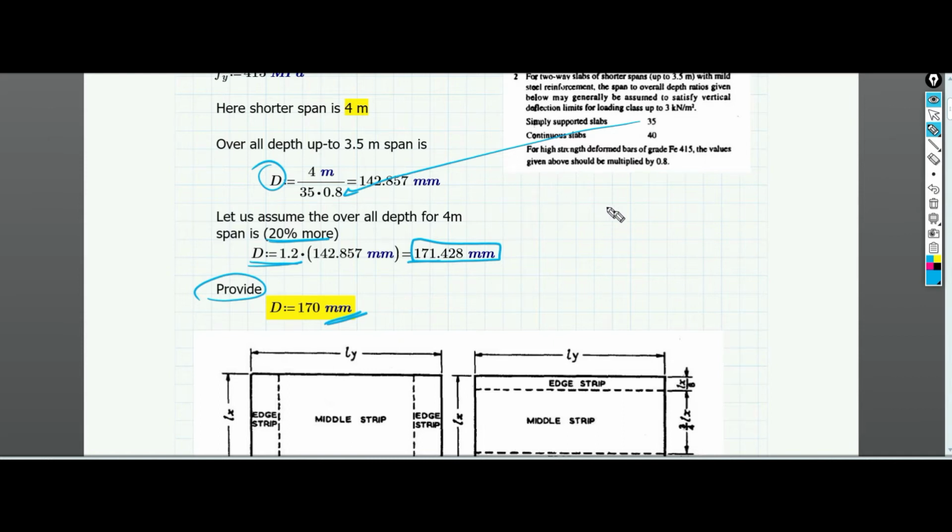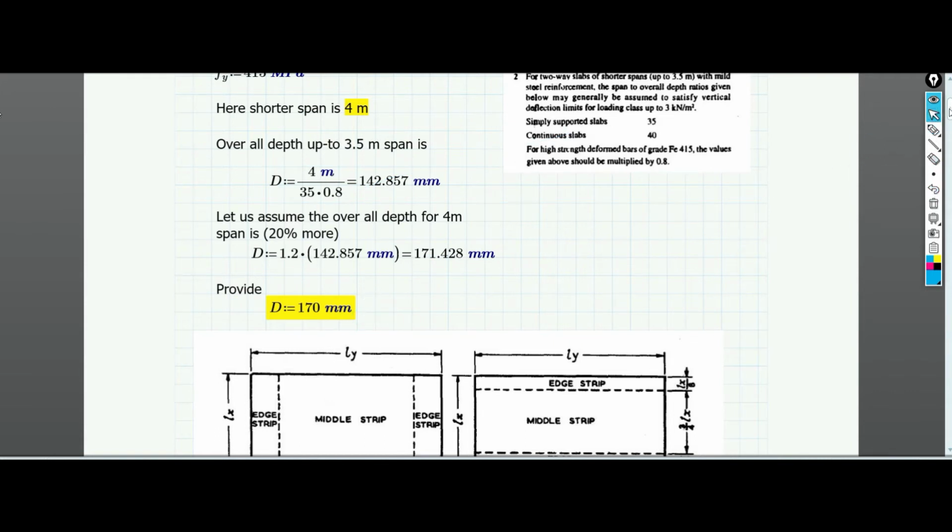Just remember that though I am using 35 from here, you can also take D as length by 20. If you look at the book by Pillai and Menon, you will see that it is taken as 20. You can take 20 also for simply supported. That is not a big deal, because these are just an assumption that we are making. After that we have to again re-verify whether these depths are okay and whether the deflections are okay. Fine. So I think you have understood this part.